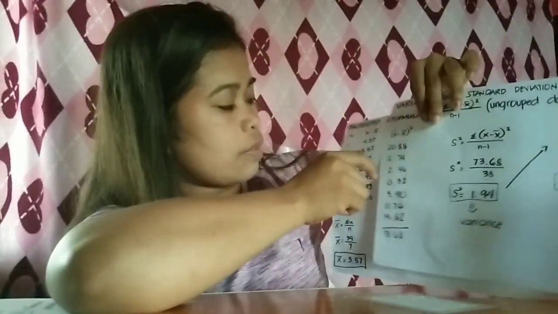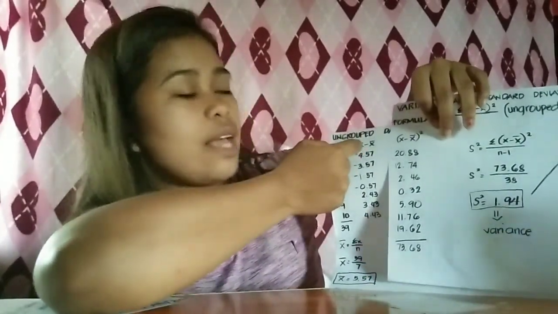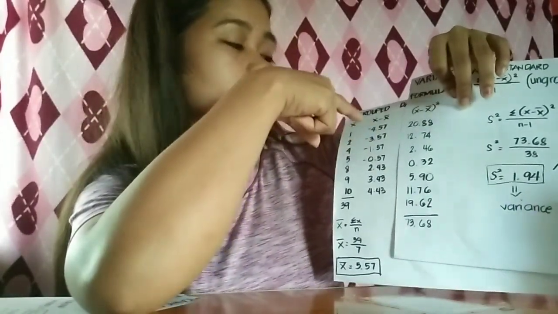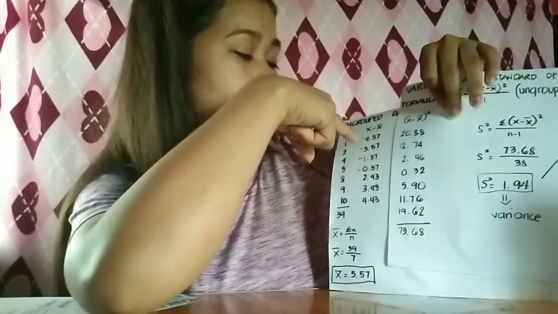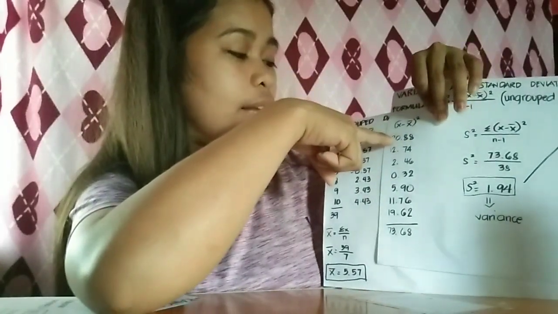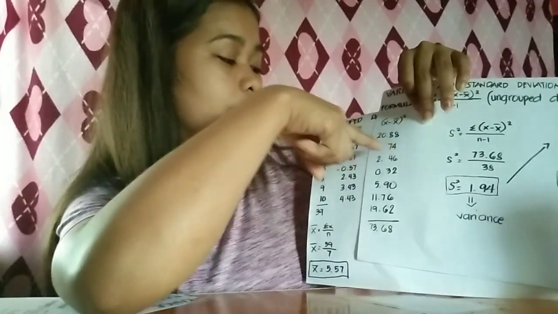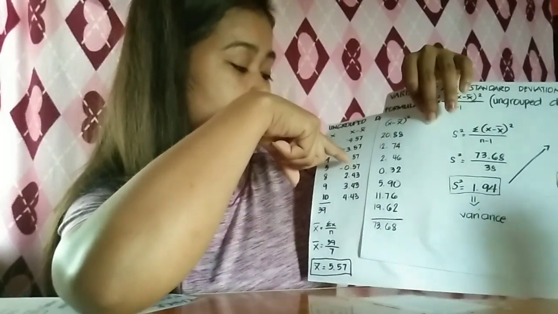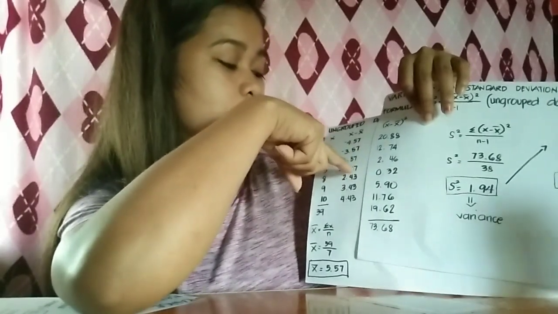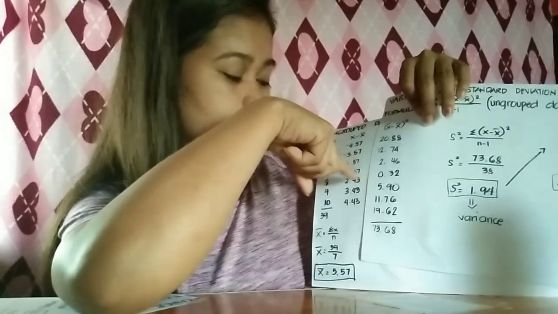Amo ni sa ang aring x minus mean i-times ta siya sa iyan kaugalingon. Okay, negative 4.57 times 4.57 is 20.88. 3.57 times 3.57 is 12.74. 1.57 times 1.57 is 2.46. 0.57 times 0.57 is 0.32.